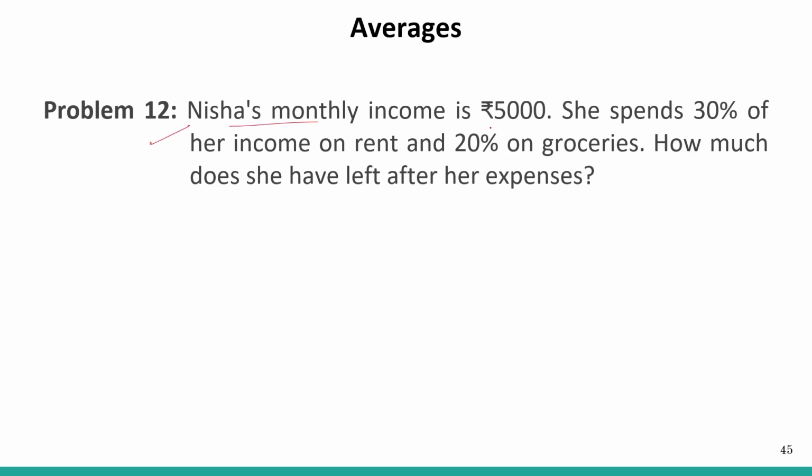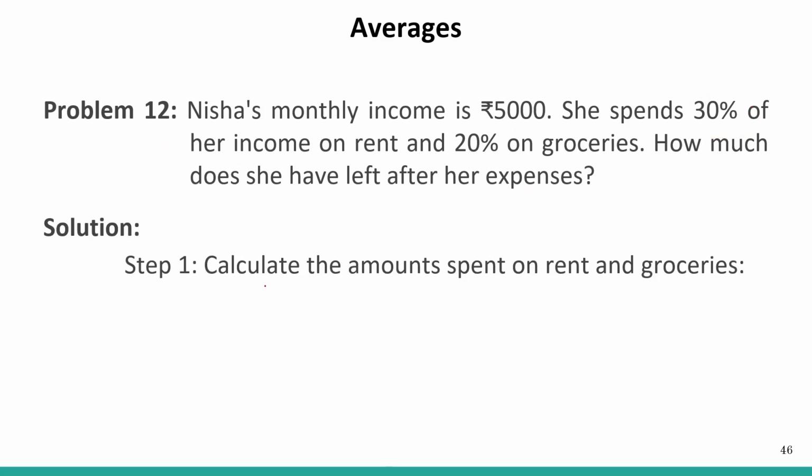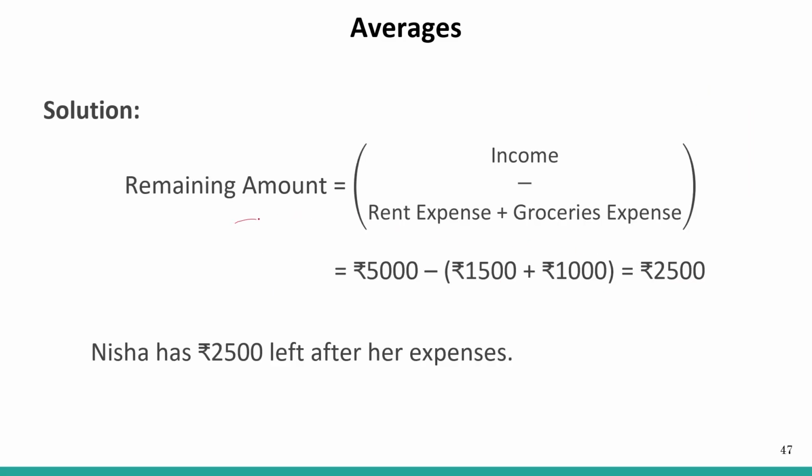If Nisha's monthly income is 5000, she spends 30% of the income on rent and 20% on groceries. How much does she have left after her expenses? So calculate the amount spent on the rent and groceries. So the remaining amount is equal to what? Income minus rent expense plus grocery expense is equal to 5000 minus 2500 is equal to 500, right? So the remaining amount is 500 only.